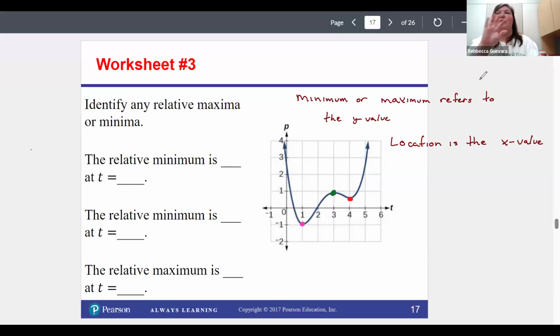Okay, so we had 3 extrema here. This one was going to be one of your minimums. So the location of this minimum is here at 1. Like I said, we had a t-axis, but same idea as x. Then its y value is the relative minimum. So this is a point at 1, -1, location.